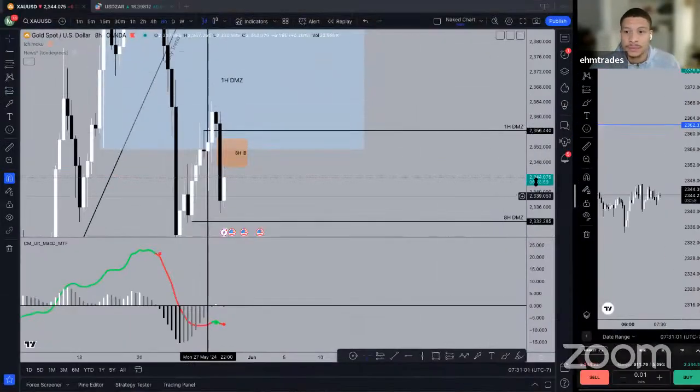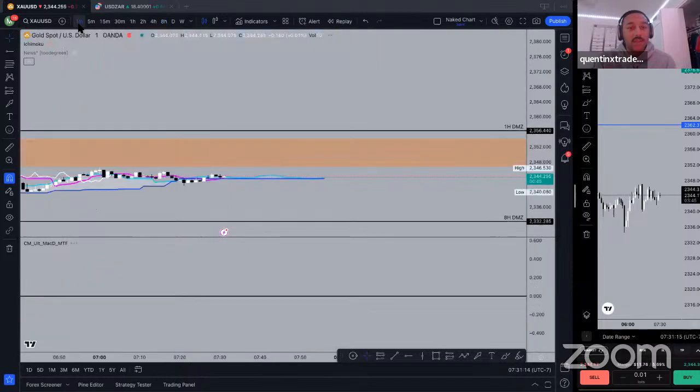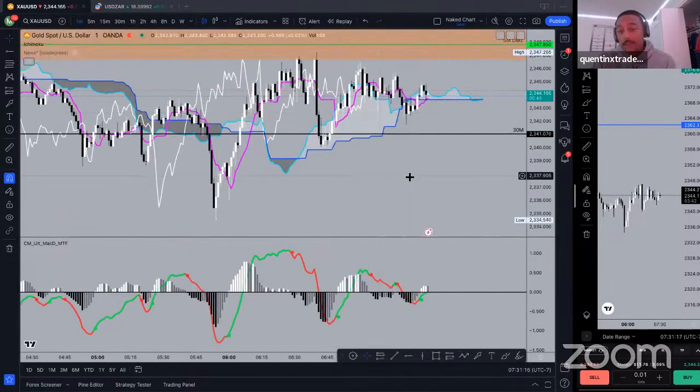But you got anything, Q? No, dog. I'm right there with you. Gonna keep my computer up, just watch and see how we progress through the rest of this session overlap, given the news folder.